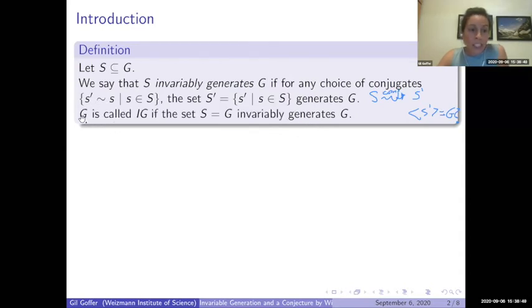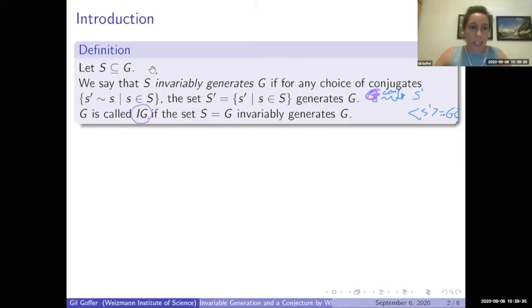And then the group G is called IG, so this IG stands for invariably generated, if choosing this set S to be G itself, so the entire group, this full subset invariably generates G. So I take my entire group G, I conjugate each element separately by something, independently, I get a new subset S prime, then I ask, does this set always generate G? If so, then my group is called invariably generated.